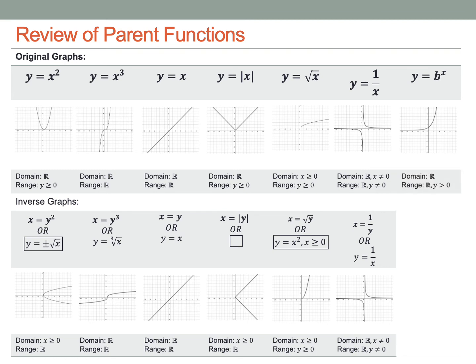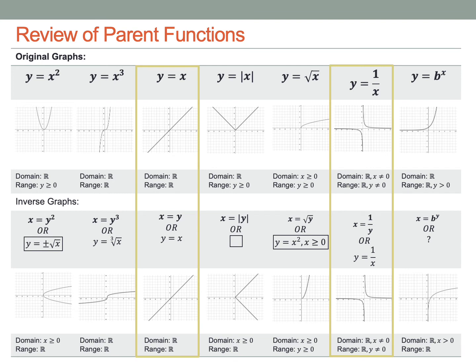Okay, and if you switch x and y, you get x equals b to the y. And for now, we do not know how to solve this one for y. We will learn this next week. And it looks like this. It's just flipped over, like diagonally right over the y equals x. And y equals x and y equals 1 over x, their inverses are the same as their original graphs.